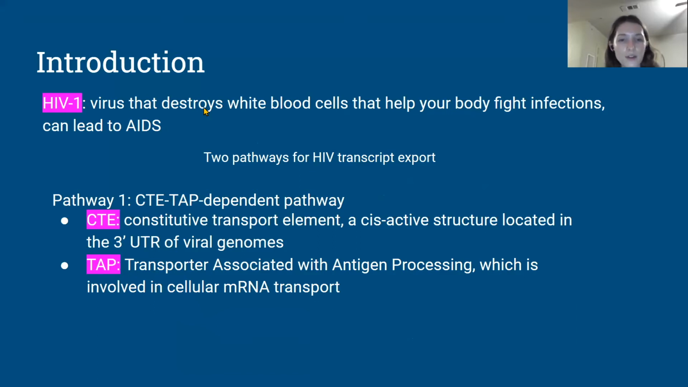Fully spliced HIV and cellular mRNA are exported from the nucleus through a CTE-TAP-dependent pathway. This pathway was characterized through the retrovirus MPMV, or type D Mason-Pfizer monkey virus. Instead of using the Rev protein, MPMV contains a CTE, constitutive transport element, a cis-active structure located in the 3' UTR of viral genomes. Without viral proteins, the CTE recruits TAP, a protein involved in cellular mRNA transport.